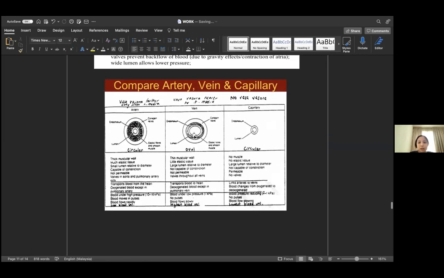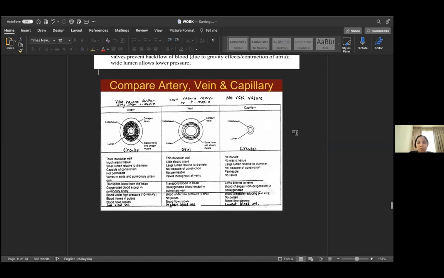As you can see, it has a larger lumen, thinner elastic fiber and smooth muscle, and it has collagen fibers here, which are around the same.